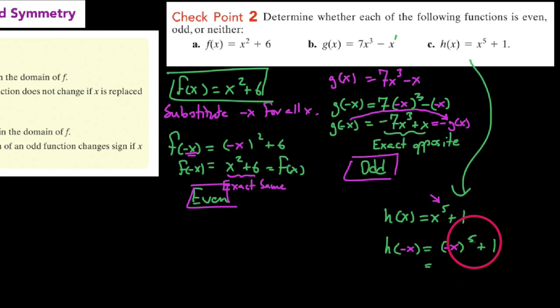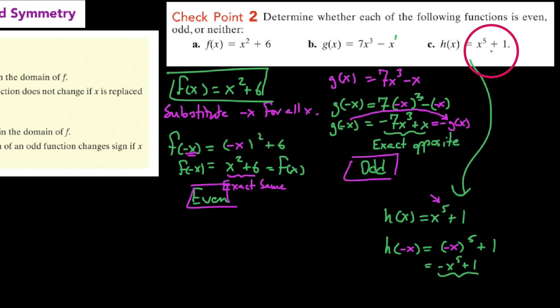In this case, because of the odd exponent, a negative x times itself an odd amount of times, we're going to get negative x to the fifth plus 1. So I want you to compare this to the original h of x. Is it exactly the same? So h of x was positive x to the fifth plus 1. This is not exactly the same. So I can say that it is not even.